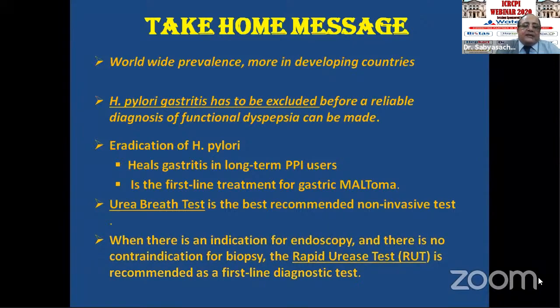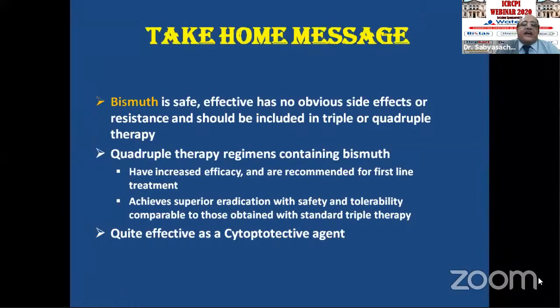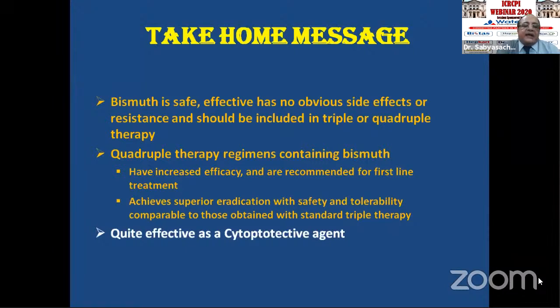Now, when there is an indication for endoscopy, there's no contraindication for biopsy. A rapid urease test is recommended as a first-line diagnostic test. Bismuth is safe, effective, has no side effects or resistance, and should be included in triple or quadruple therapy. Quadruple therapy regimens containing bismuth have increased efficacy and are recommended for first-line treatment, achieving superior eradication, with safety and tolerability comparable to those obtained in standard triple therapy. It's quite effective as a cytoprotective agent too.